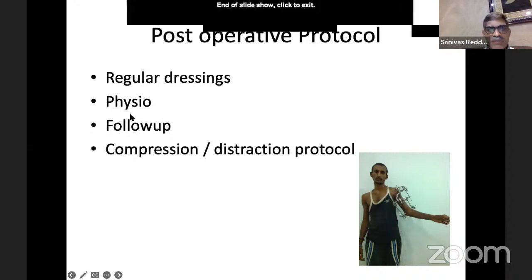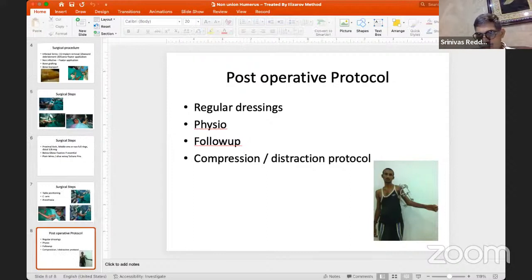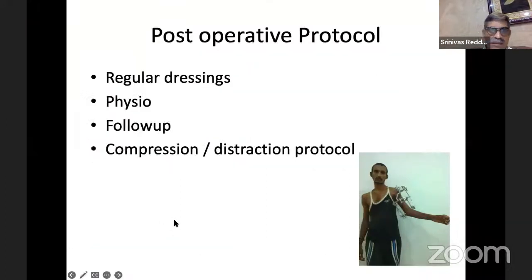In the initial days, especially when there is a corticotomy, the patient has to come at weekly intervals. Otherwise, in the initial days, 15 days, for about 2 months, and after that, monthly intervals is well and good. And the patient is advised to carry out the compression distraction protocols as advised by the surgeon.